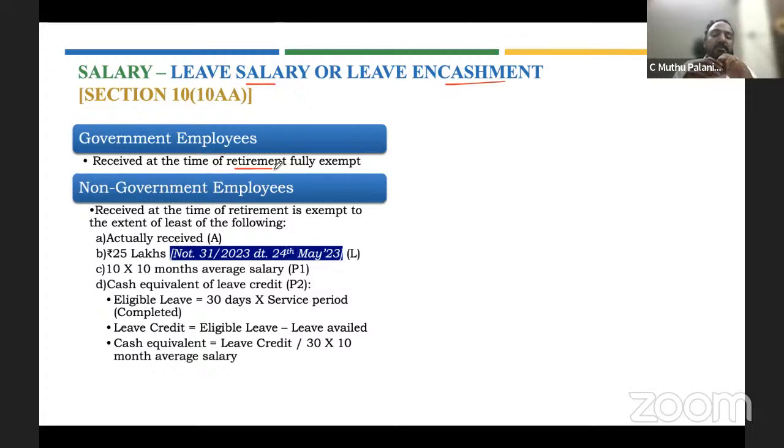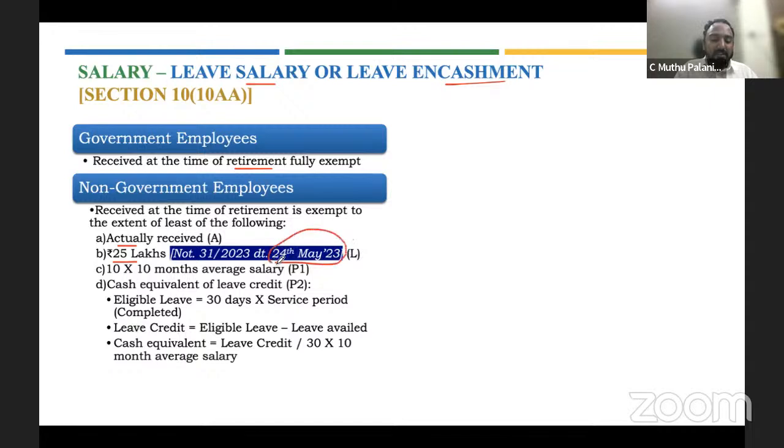So what do you mean by this? How to calculate? As we already know, like any other provisions, it is the least of the following. Least of what? Here also we'll remember ALP. A is actual, so whatever you have actually received is number 1. Next is limit. Limit is currently increased to 25 lakhs. It was only increased in May 2023.